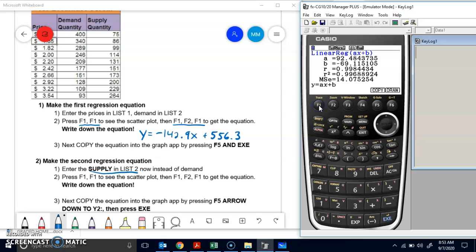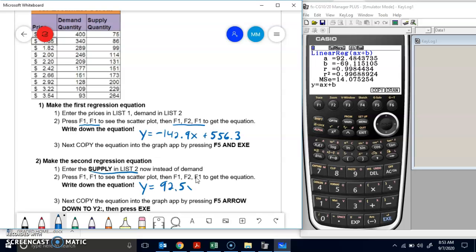Go through the same steps to get the equation, and we're going to go ahead and write this equation down as well. Make sure you write it down in your notes. 92.5 is the slope, and negative 69.1 is the y-intercept. And again, I'm going to copy this one in, but please be careful.